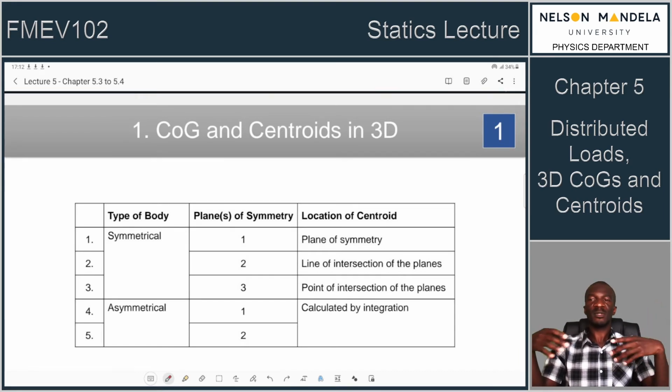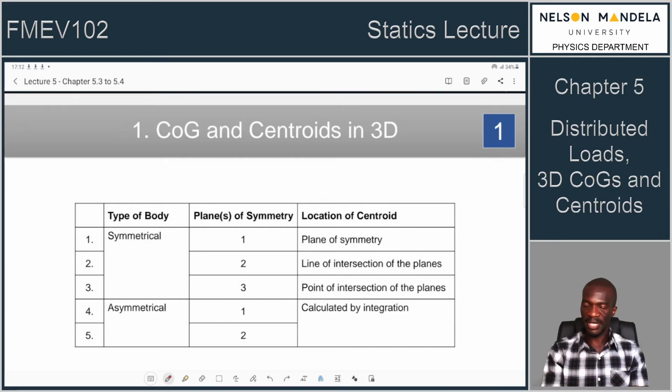So there is something called symmetry. We've already investigated it in earlier terms. You may not find this table in your textbook, but it's part of some text. I think it's very important, so it's now summarized in a table.